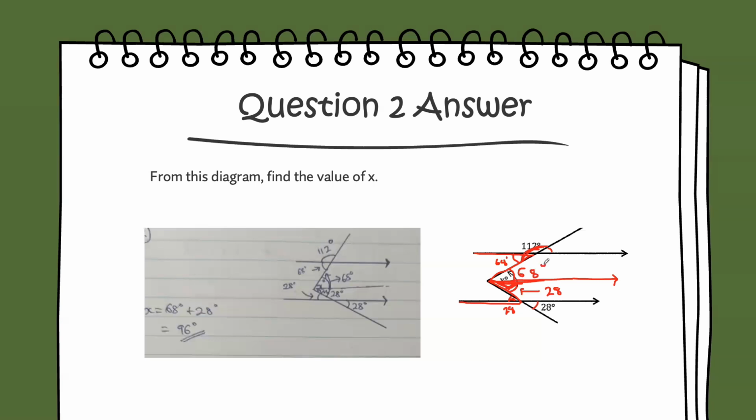Okay? So there we can see we've split up our x into two parts. The top part is 68 degrees. The bottom part is 28 degrees. So the total value of x is just going to be equal to 68 degrees plus 28 degrees, which is 96 degrees. Okay? And that's it.